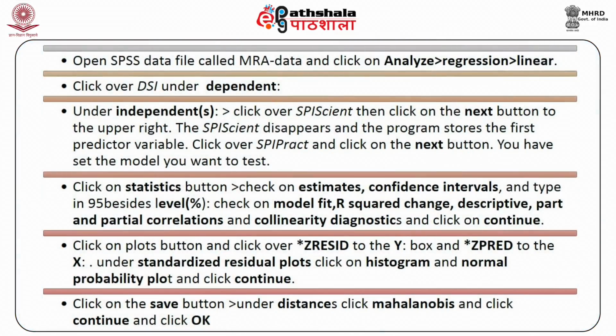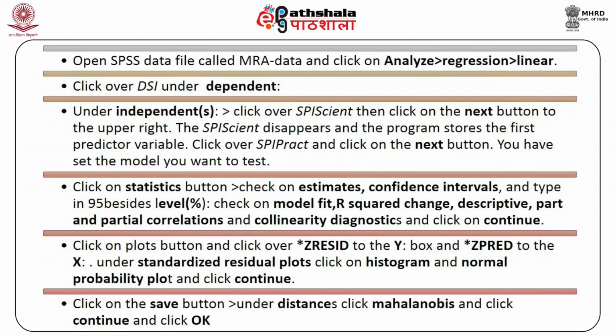The commands are as follows: open the SPSS data file called MRA data and click on Analyze, go to Regression and then to Linear. Click over DSI under Dependent. Under Independent(s), click over SPCNs and then click on the Next button to the upper right. The SPCNs sign disappears and the program stores the first predictor variable for you. Click over the SPI practitioner and click on the Next button. You have set the model that you want to test.